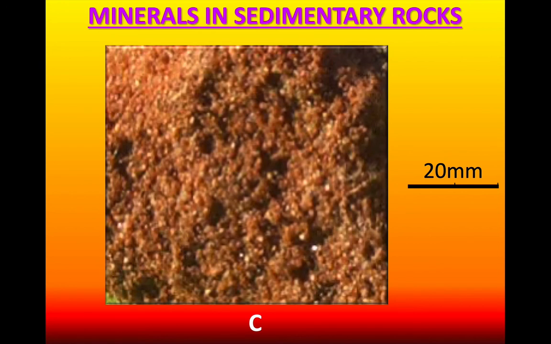Rock C has clasts that are much smaller. These clasts are about a millimeter across. All the clasts in the rock are the same size.